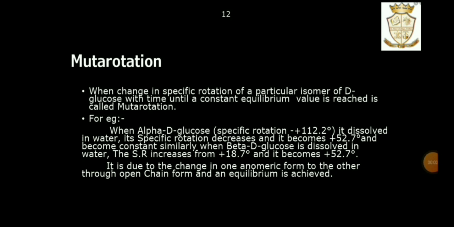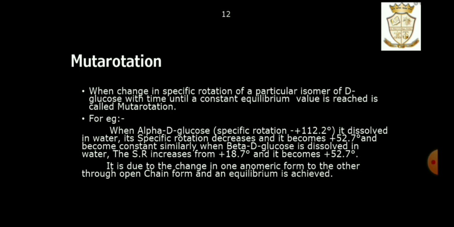Mutarotation: the change in the specific rotation of a particular isomer of D-glucose with time until a constant equilibrium value is reached is called mutarotation. For example, alpha-D-glucose has a specific rotation of plus 112.2 degrees. When it dissolves in water, its specific rotation decreases, becomes plus 52.7 degrees and remains constant. Similarly, when beta-D-glucose is dissolved in water, the specific rotation increases from plus 18.7 degrees and becomes plus 52.7 degrees.